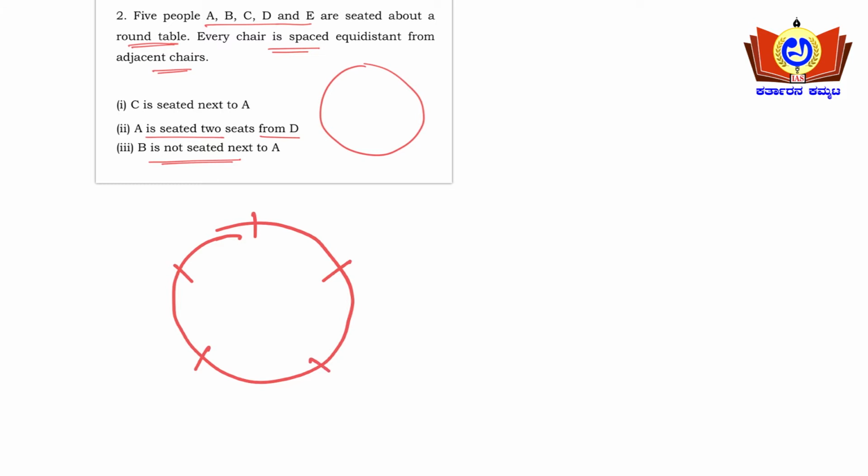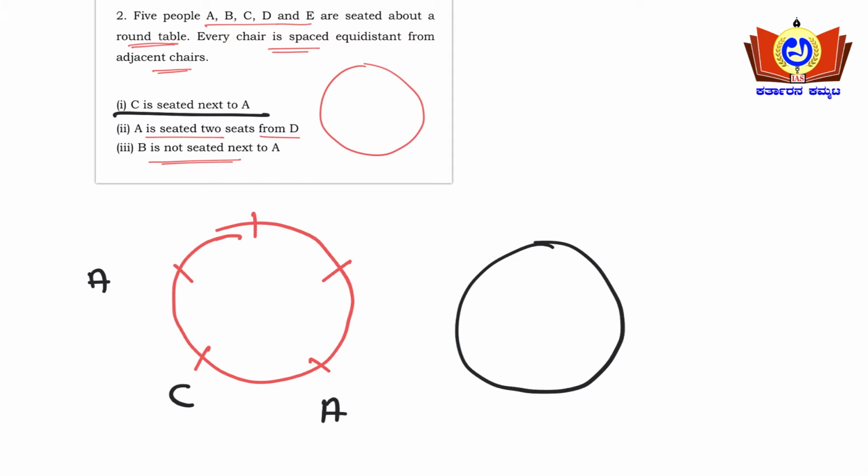So 5 people are sitting here. C is seated next to A. See here, if at all I assume the position C here, A might be here or here. Okay, so I'll draw another circle here. I got two conditions, right? So I'll draw another circle and let us test here.